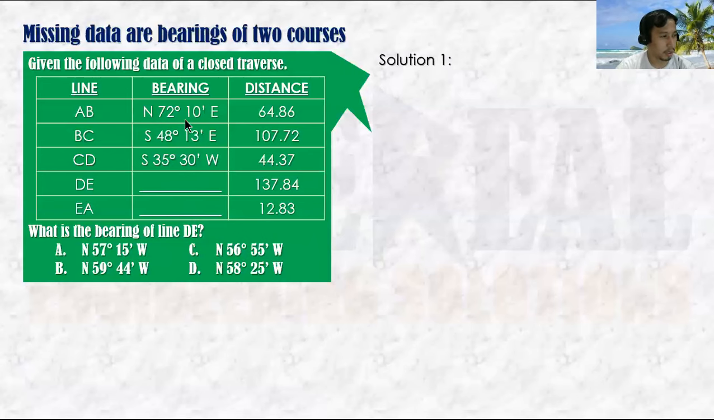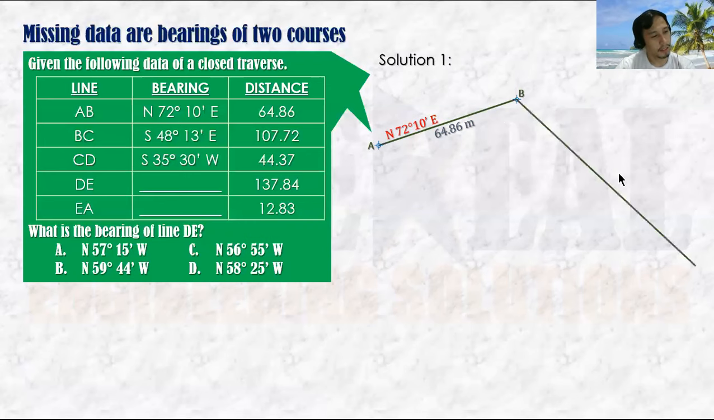Its direction is northeast. Let's say this is point A or corner A. And north 72 degrees 10 minutes east is paganyan. Okay, and its bearing and its length or distance is 64.86. So this is point B. Okay ba? The next towards C, its bearing is south 48 degrees 13 minutes. So paganito, paganyan. So ito. Its bearing, syempre, of course, with respect yan sa south. So ito yun, 48 degrees 13 minutes east. And its length or distance is 107.72.